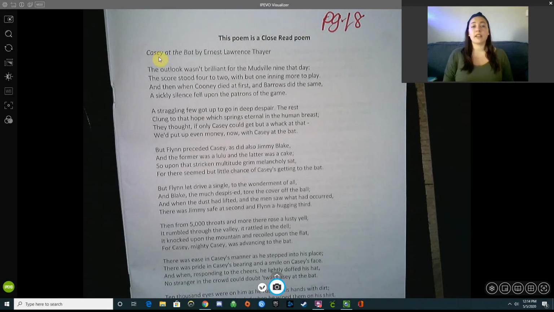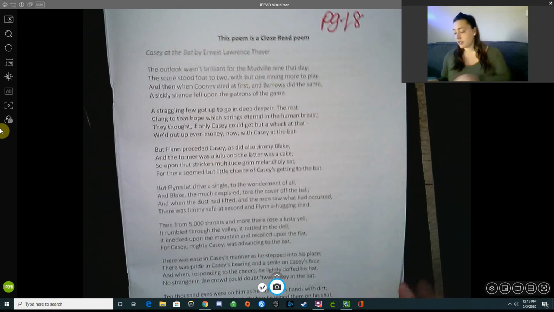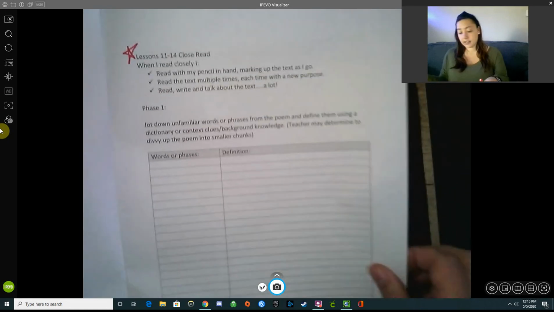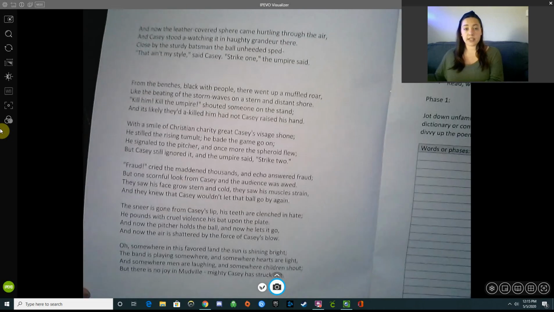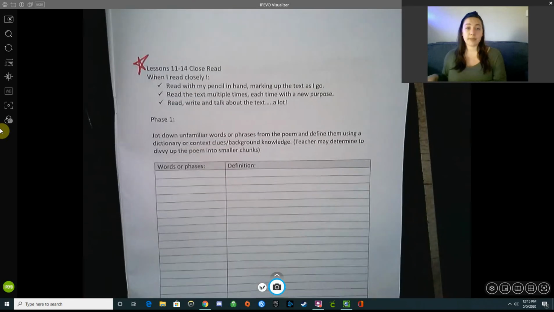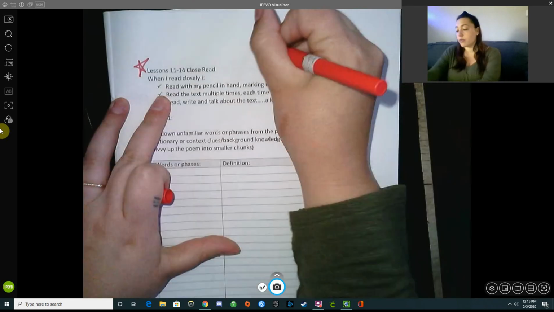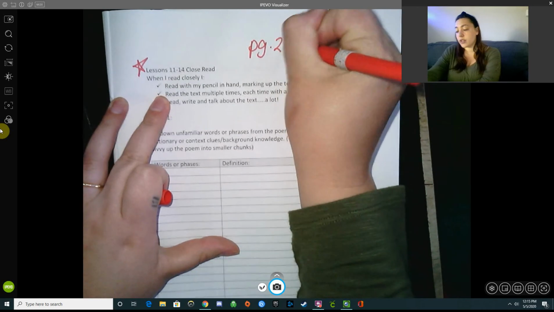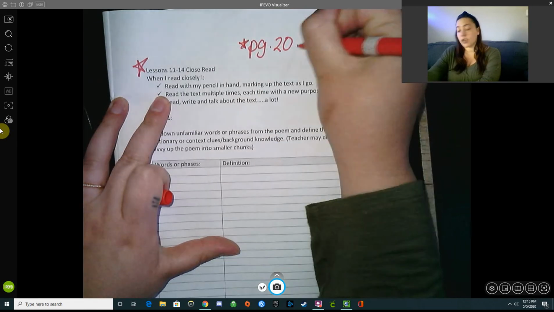This poem is titled Casey at the Bat by Ernest Lawrence Thayer. So if we take a second to turn our page again, the poem continues on page 19. This is a pretty lengthy one. And also, your task is on page 20. So if we go to page 20, I am on page 20 right now.